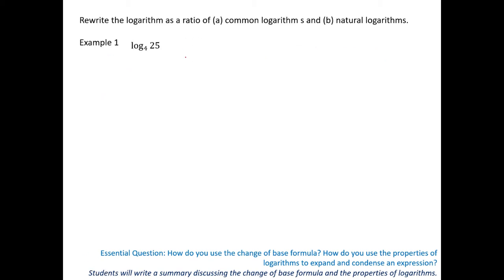So the first one, example 1, we are going to try and rewrite this as a change of base, which means we want it to be in either a common log or a natural log, something we can put into our calculator. So basically how it works is you just rewrite it with the base on the bottom and the other number on the top. So here's what it looks like. Log 25 and log 4.